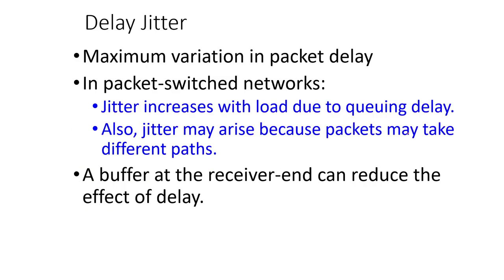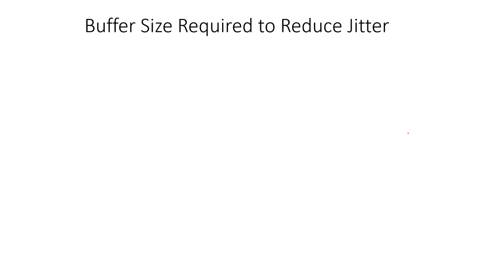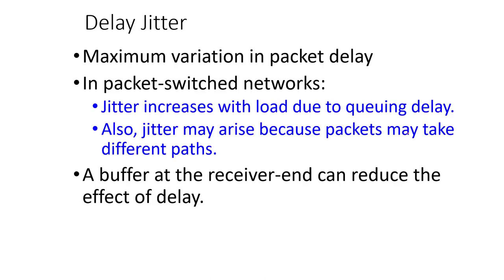Then there is delay jitter, which is the maximum variation in the packet delay. Typically, because of queuing and congestion in the network, the jitter increases. Also, if you have congestion in one area, a packet can take a different path, which will again take a different amount of time. So this also helps in increasing the jitter. So these two factors are basically jitter increasing factors.